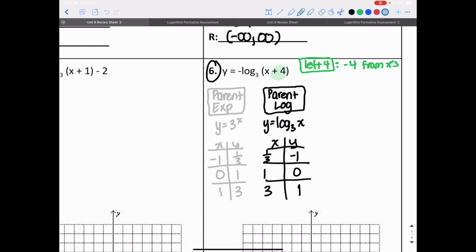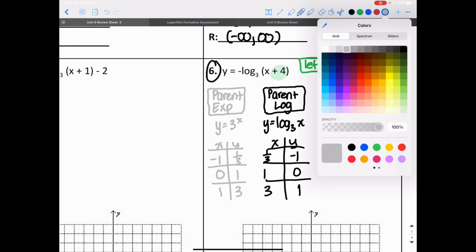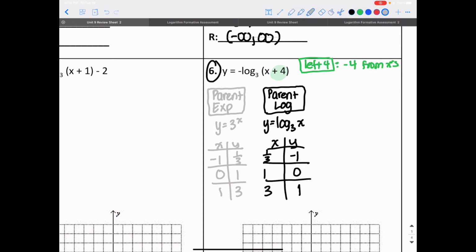Then the other transformation I see is this negative in front, and that negative means I have a reflection over the x-axis, and everything moves upside down. For everything to move upside down, that's going to affect my y values. If you look at the points, if you flipped a graph upside down, the pattern would be that you're multiplying your y values by -1. So I'm going to multiply my y values by -1, and I'm going to subtract 4 from all of my x's.